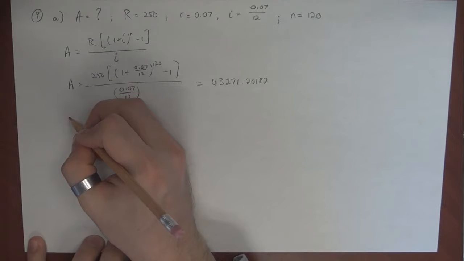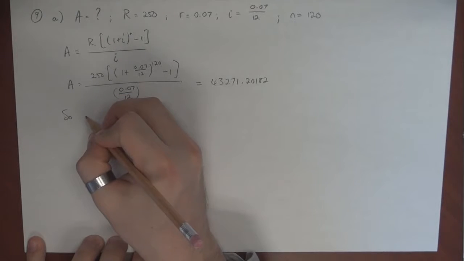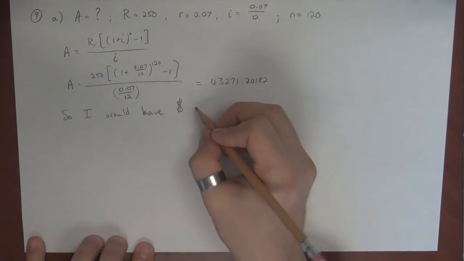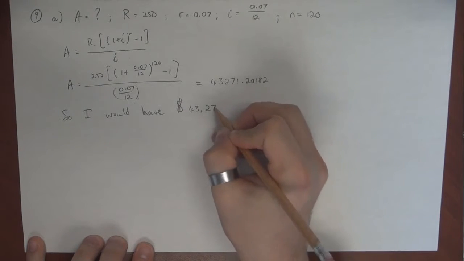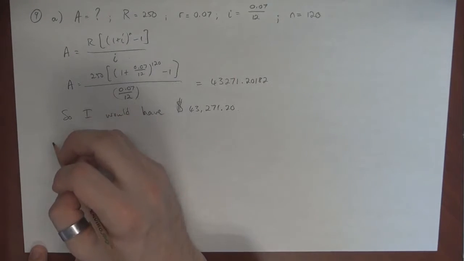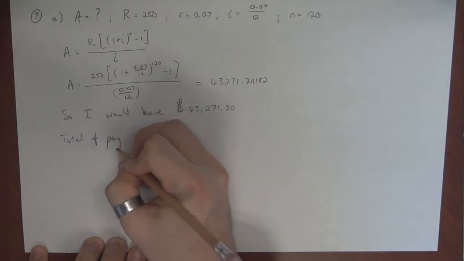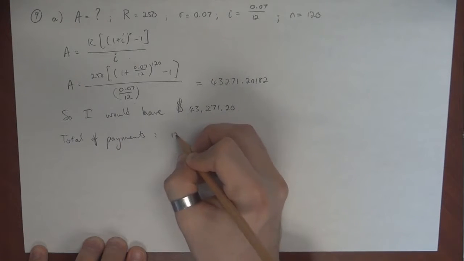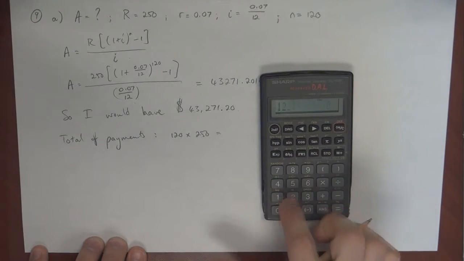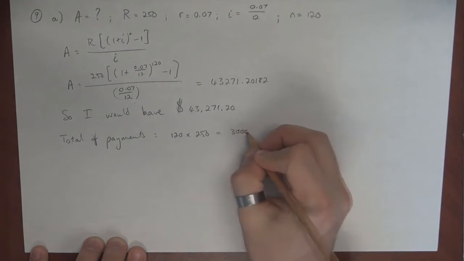So how much would you have? So I would have $43,271.20. What amount did I put in? So let's say a total of my payments is 120 payments of 250 each. Let's see, what is that? 120 times 250, that is 30,000. So I put in 30,000.